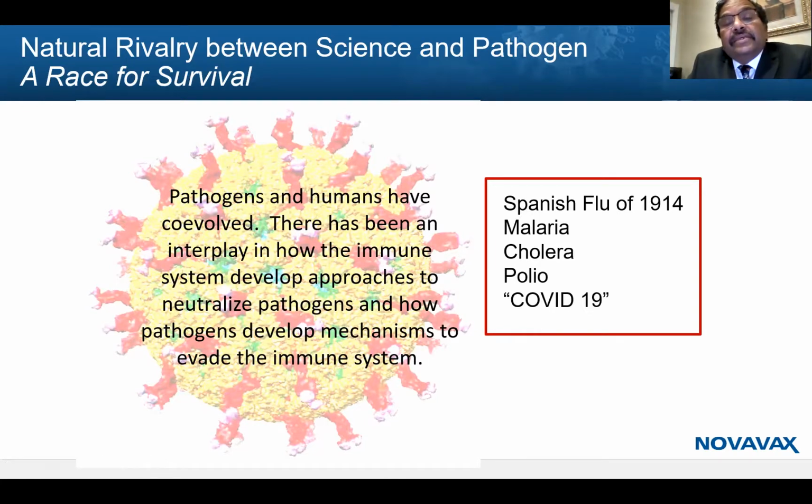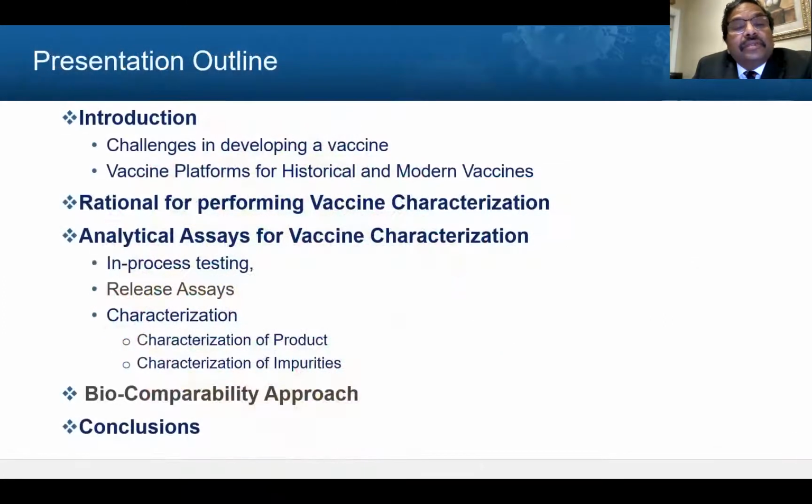Then as scientists, we came back and we developed the vaccine or the effective drug. So it is very important to understand that there is always a race for survival by the pathogens, and there is an effort by scientists to control the disease.